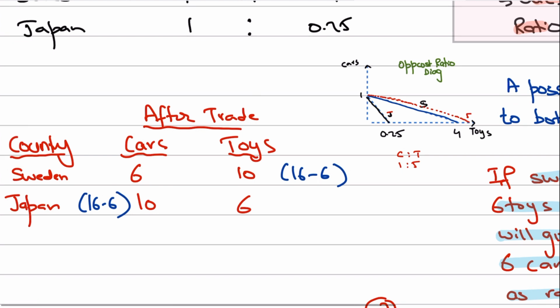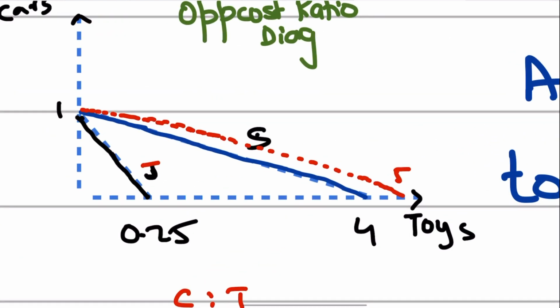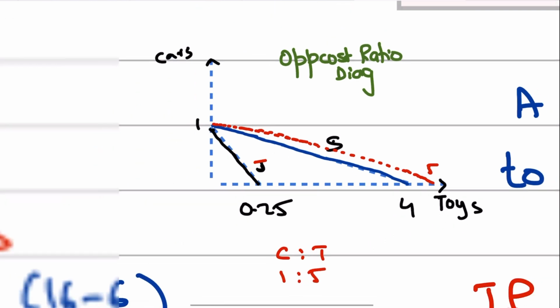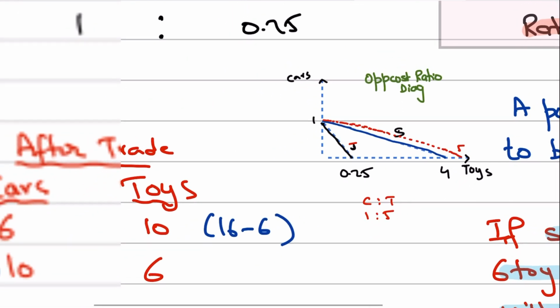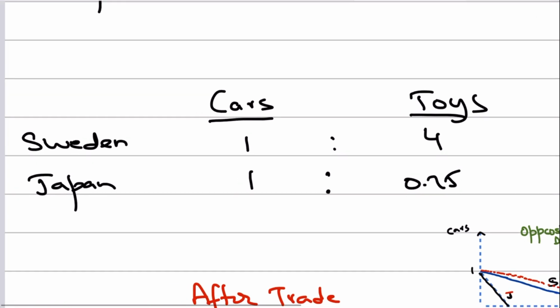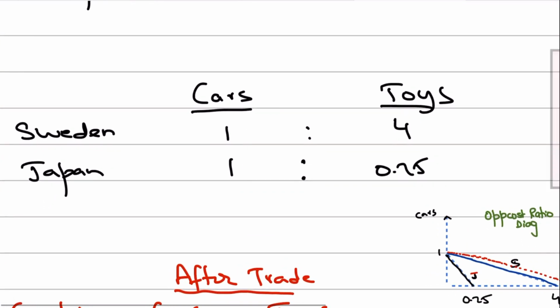First of all, let's see how the ratio 1:1 was beneficial. When we took the exchange ratio 1:1, which was lying in between the opportunity cost ratios, let's prove mathematically how this ratio was beneficial. So guys, initially if you look at the opportunity cost ratios, we can see that if Sweden produced and consumed a car itself, then it was sacrificing 4 toys, right?